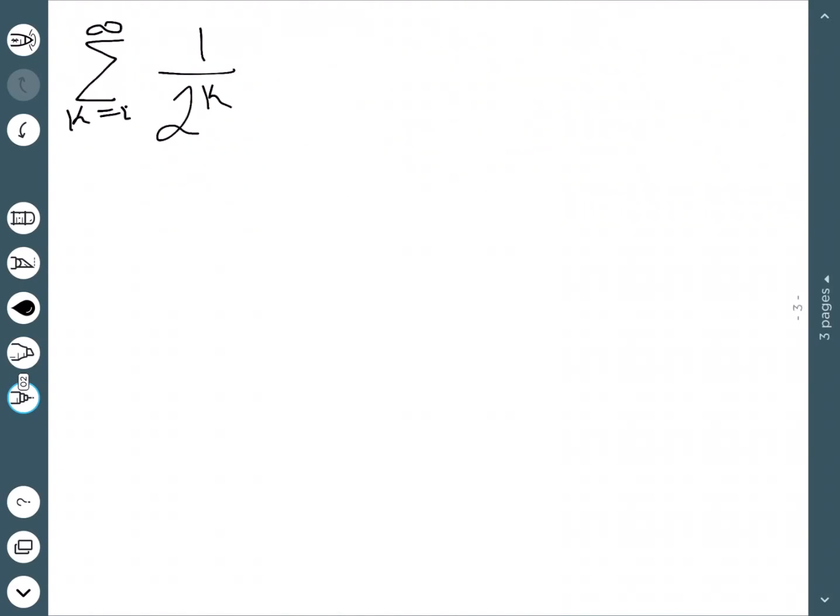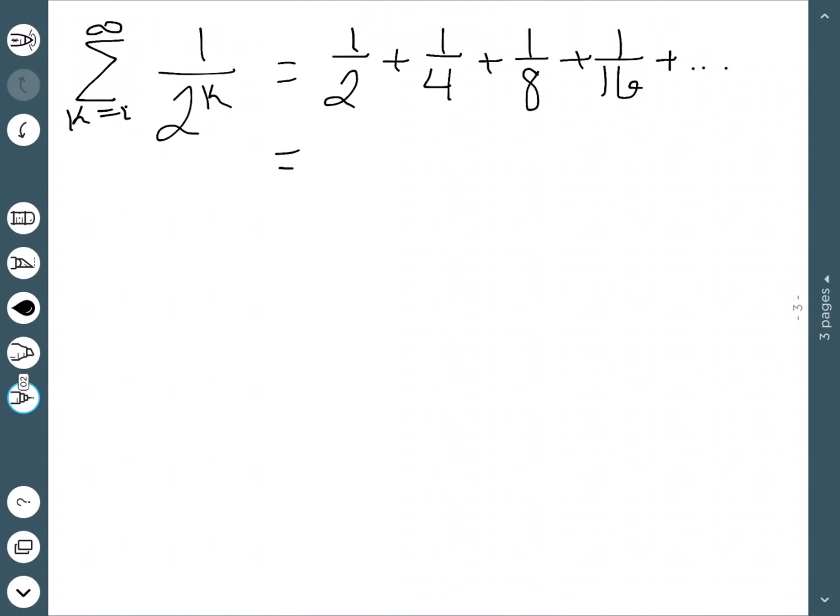Next, let's look at this one, 1 over 2 to the k. If I start writing these out, I have 1 over 2, 1 over 2 squared, 1 over 2 cubed, 1 over 2 to the 4th, etc. So what exactly does this add up to be?